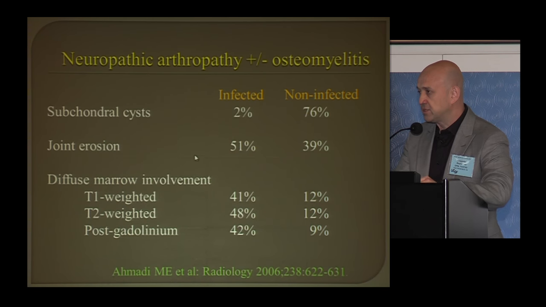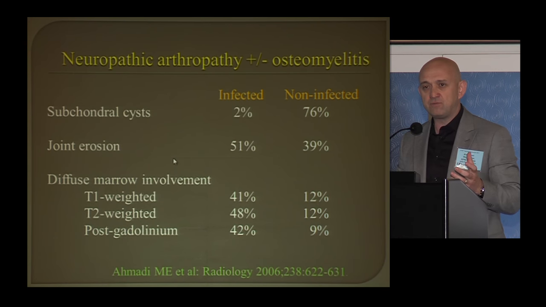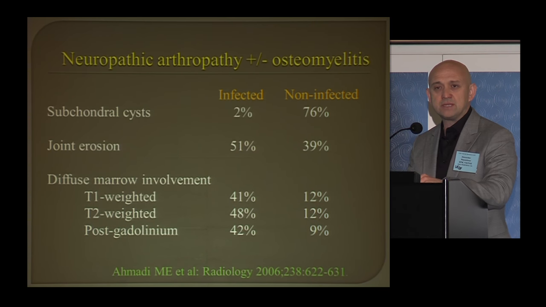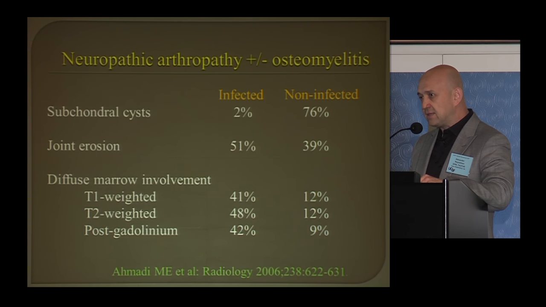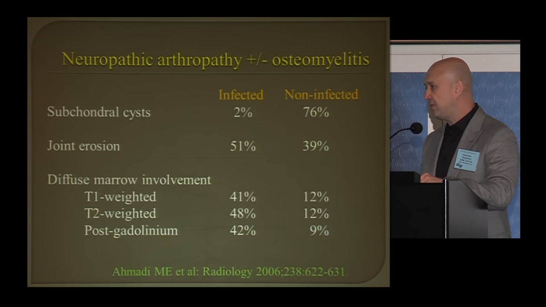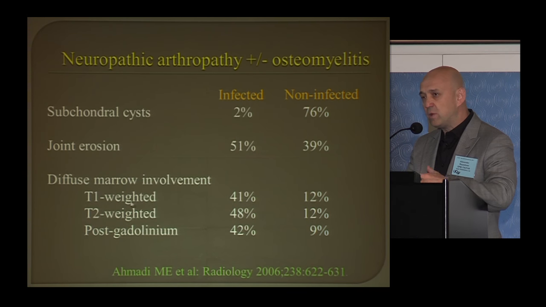Amadi did a study published in Radiology in 2006 when he looked at different things that radiologists look for to determine whether it's osteomyelitis or not. He wanted to see whether those particular findings would be present in infected cases such as osteo and non-infected cases such as Charcot. He looked at subchondral cysts, joint erosions, marrow edema with or without gadolinium, and guess what? All of those things are seen in both infected and non-infected cases.